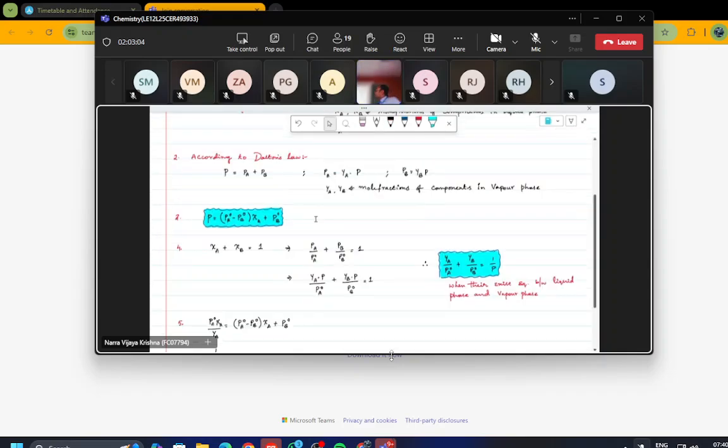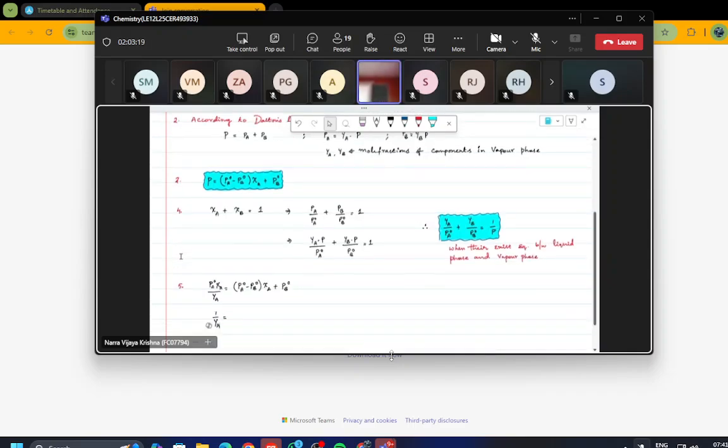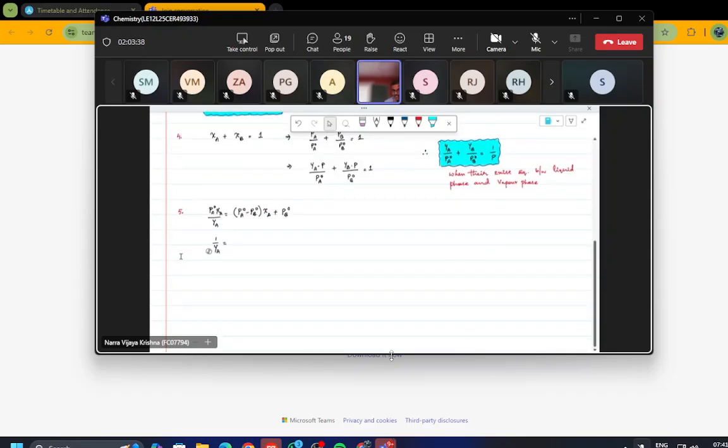What is YA? What is XA? I have mixed two liquids. Some vapor is there. In vapor, A is there, B is there. In liquid also, A is there, B is there. The composition of A and B in liquid means XA, XB. The composition of A and B in vapor means YA, YB. All four are present. Clear? Any questions?